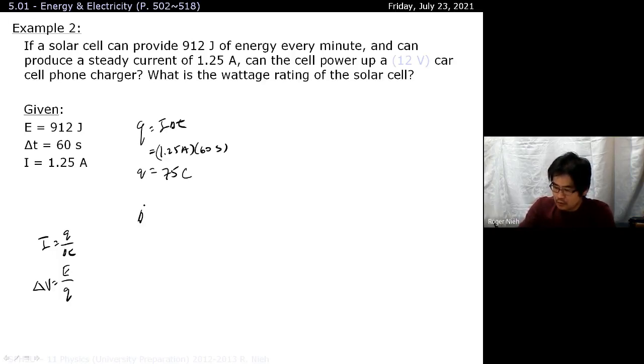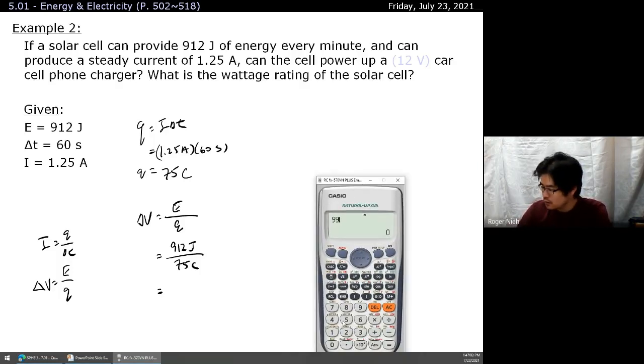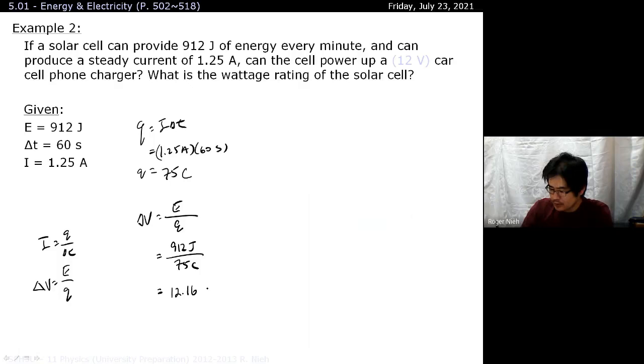So our voltage, which again, if you want to write down the delta, it's up to you. Their potential difference is equal to E over Q, which is 912 joules over 75 coulombs. 912 divided by 75 will give us 12.16 joules per coulomb. And a joule per coulomb is also equal to a volt. In other words, given these conditions of a solar cell, it will produce just enough voltage to use your cell phone charger.